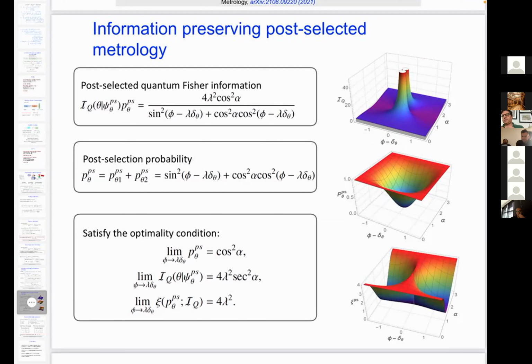Yes. You can see, when you are setting alpha equals to 0, this IQ is going beyond some fundamental limit, going towards infinity. And if you check this P theta PS, I'm saying wrong. It has to be alpha equals to pi by 2. Yeah, pi over 2. That's right. Alpha equals to pi over 2.